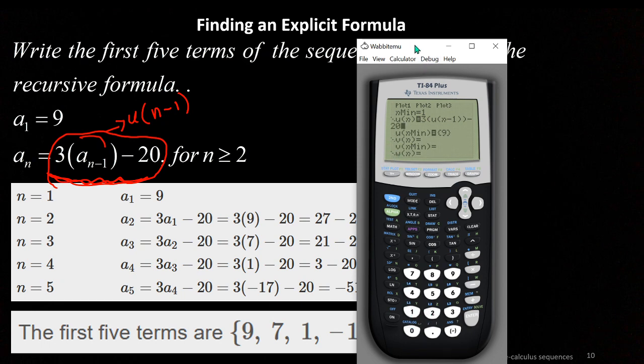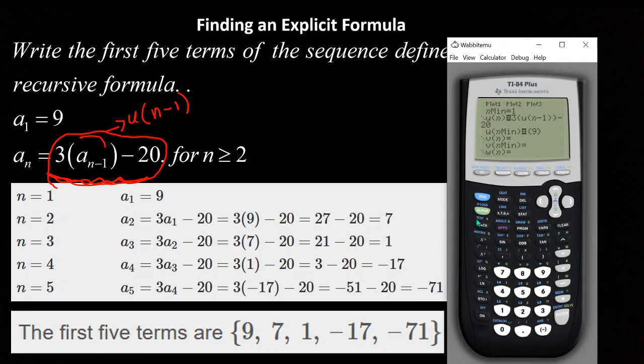Now we can find all of these numbers right here. You can go to table and find them right here, you see. The first one is 9, second one 7, and then 1, right? See it here. Negative 17, negative 71, and so forth. Or you can go to home screen, just like we did last time.